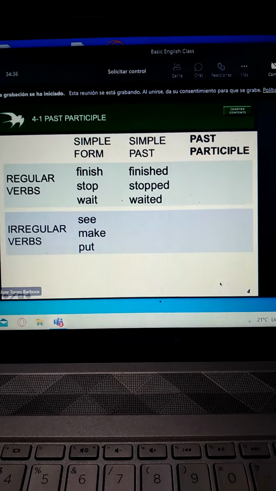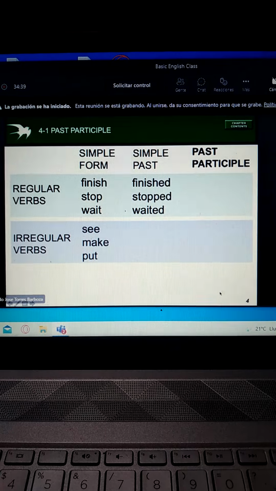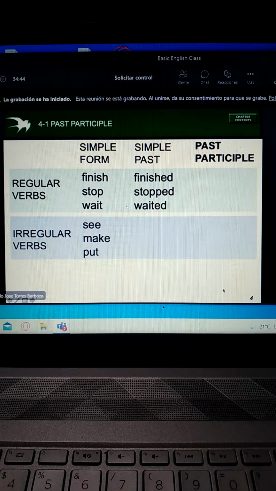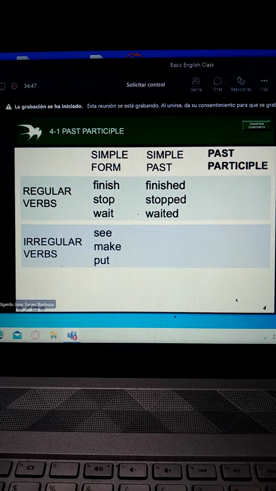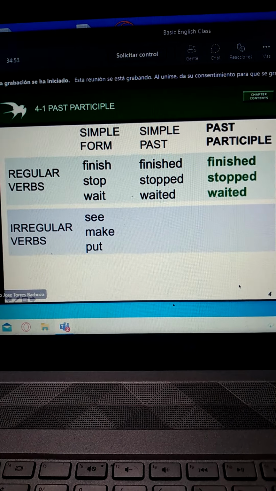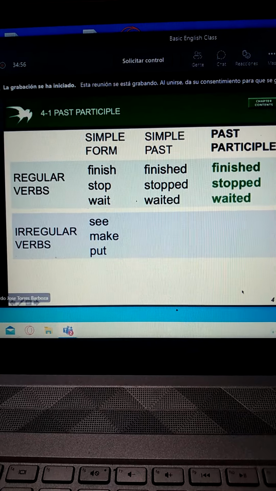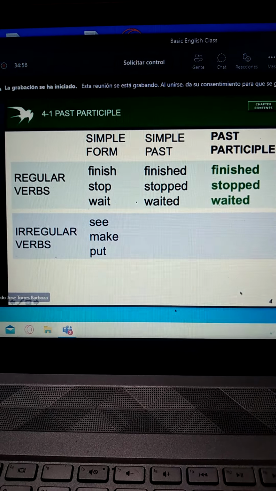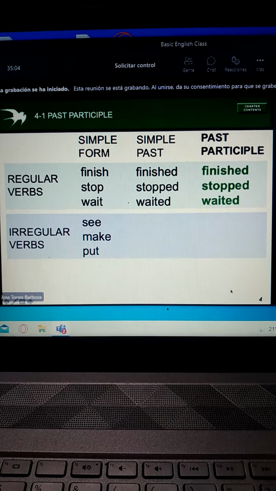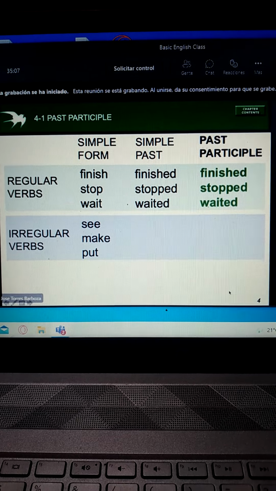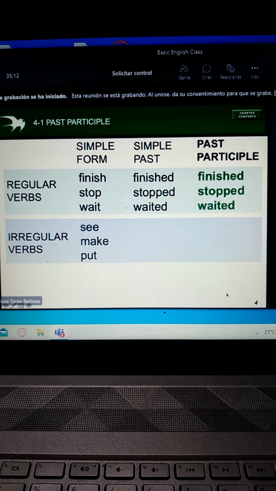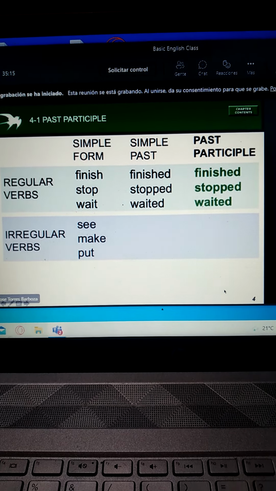Exercised, all right? So all these verbs are in simple past. And what's the past participle? For regular verbs, we keep the same as the simple past. For example, finished, stopped, and waited. So the simple past and the past participle of regular verbs is the same. Finish, finished, finished. Stop, stopped, stopped. Wait, waited, waited is the same.